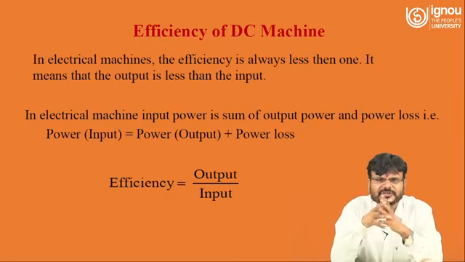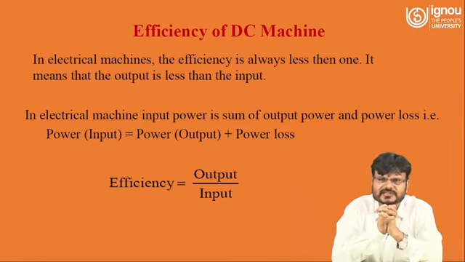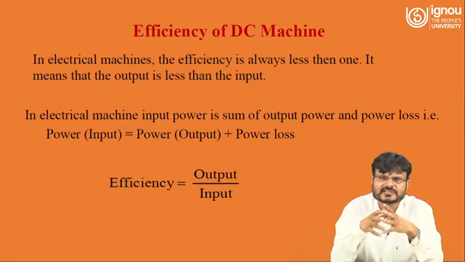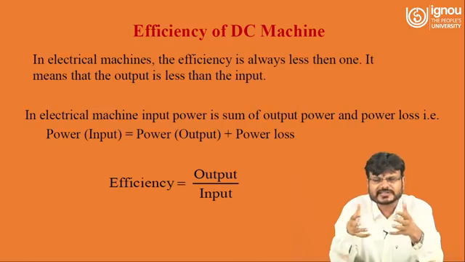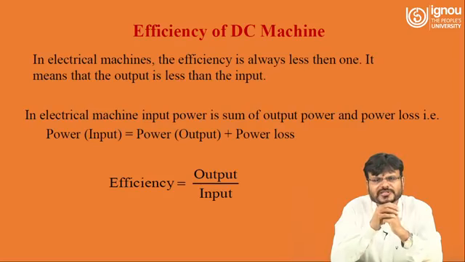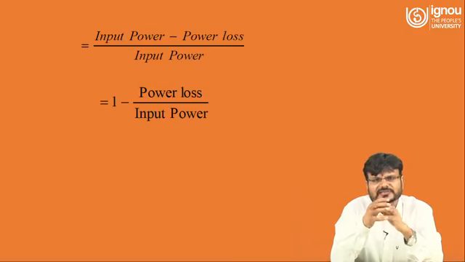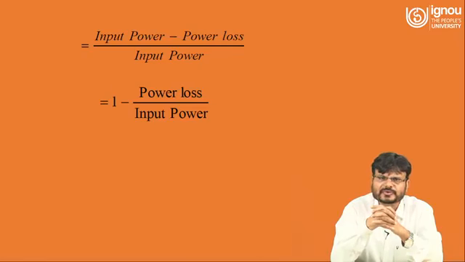Now, very briefly, we will understand the efficiency of the DC machine. Efficiency is nothing but output upon input, whether it is a DC machine or a transformer or an induction machine or synchronous machine or any machine. And how can you calculate the input? Input is nothing but output plus power losses. Or you can say efficiency can be written as input power minus power losses upon input power, or efficiency can be written as 1 minus power losses upon input power.